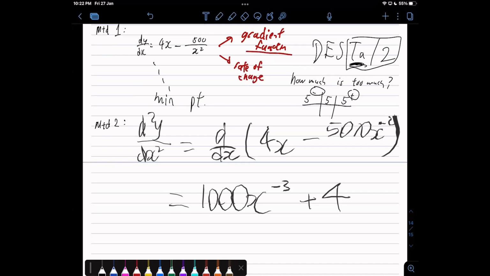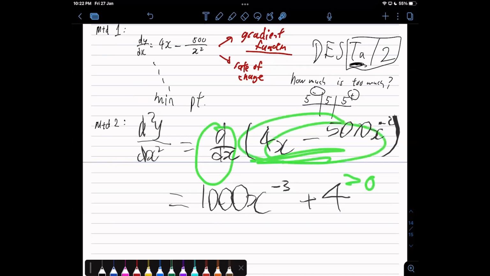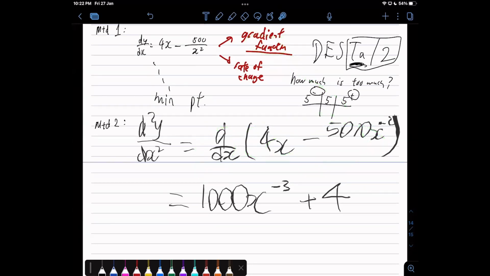Gradient function. So you sub this one in, you get a positive 12, right? Which is more than 0, which means that d2y by dx squared being more than 0 implies that this guy I underline is an increasing function. But this guy is a gradient function, right? Yes. The gradient function is an increasing function.